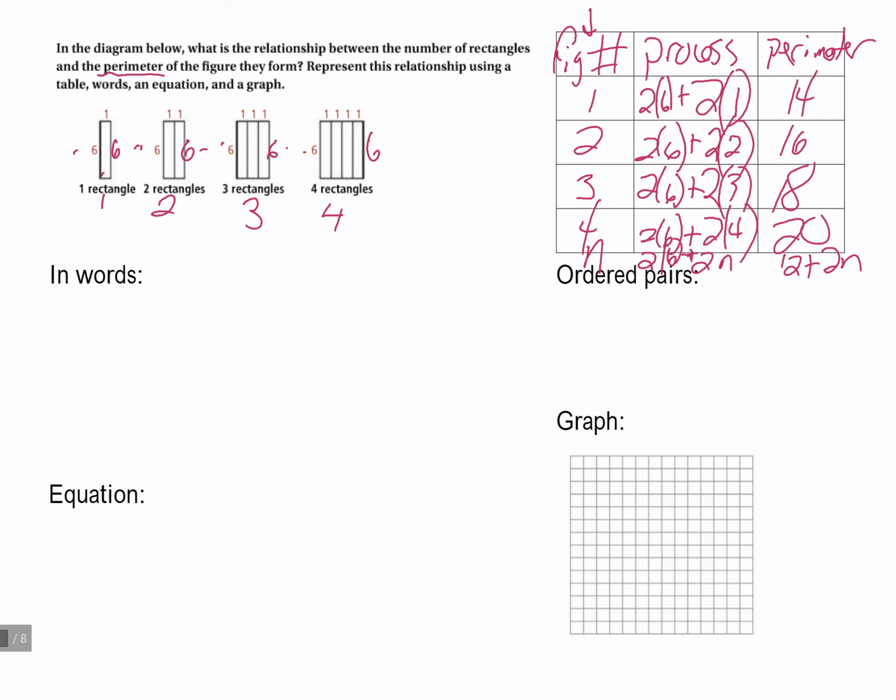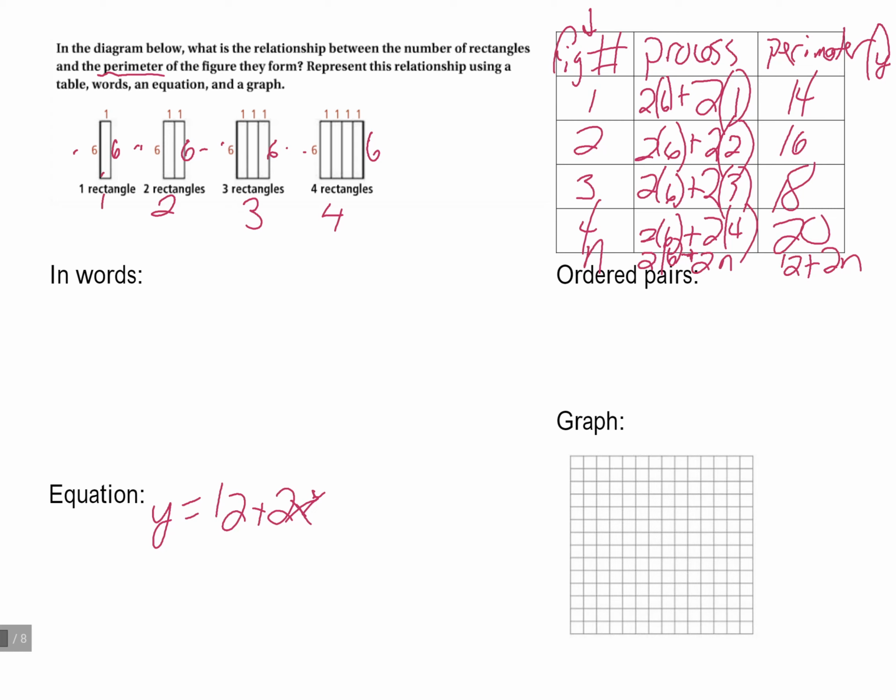So our equation now, if we say the perimeter is y, okay, and the figure number is x, then our equation would be y, the perimeter, equals 12 plus 2x. And we're done. That's our equation. Okay? That's how that works. And that's how you do algebra. That's where these equations that we are writing come from.